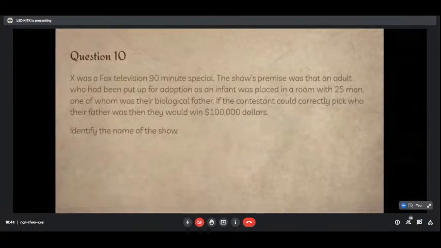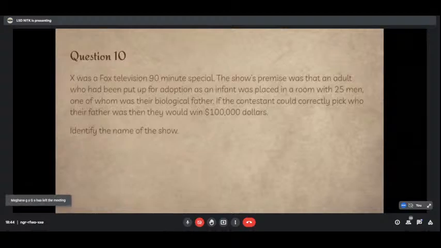X was a Fox television 90-minute special. The show's premise was that an adult who had been put up for adoption as an infant was placed in a room with 25 men, one of whom was their biological father. If the contestant could correctly pick who their father was, then they would win $100,000. Identify the name of the show. So think about the premise of the show and how they could have named it in an interesting way.